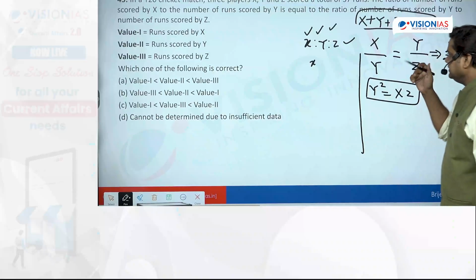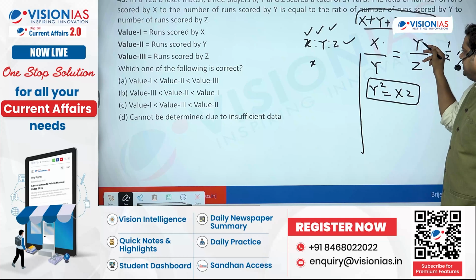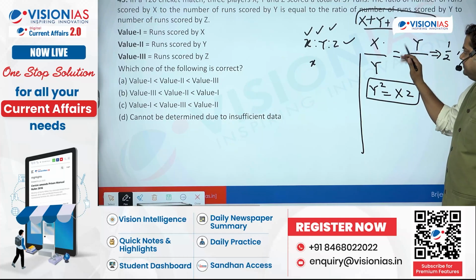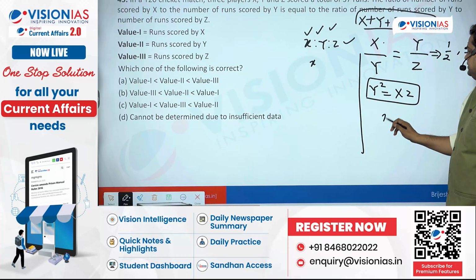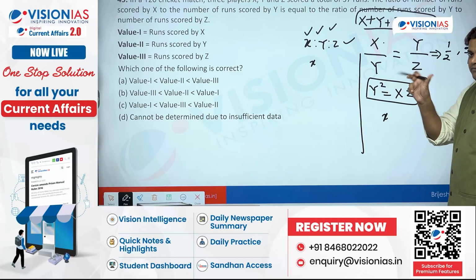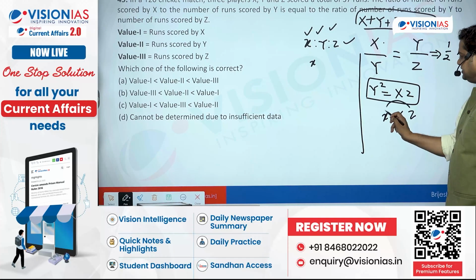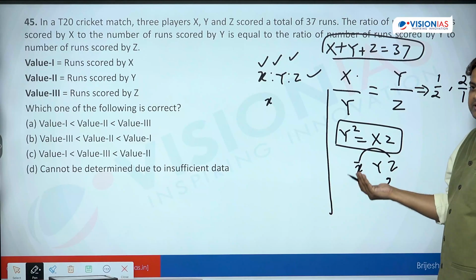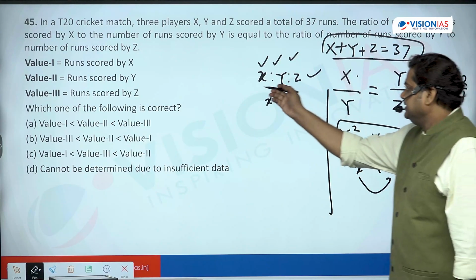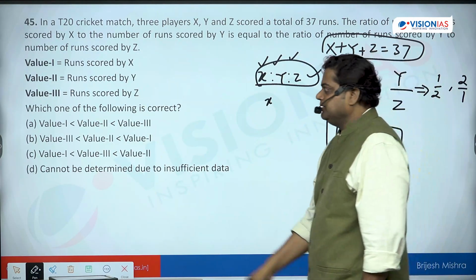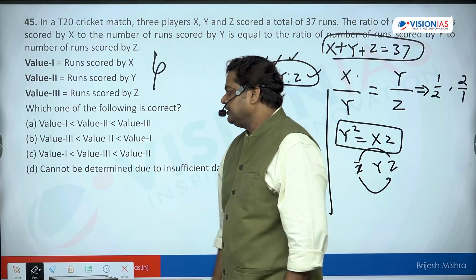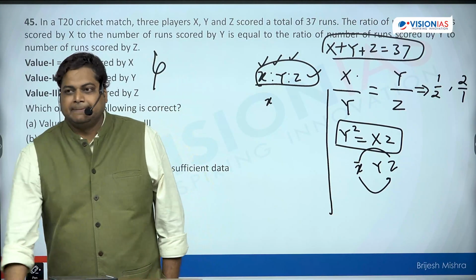But in this case, the ratio is given of X and Y and Z, both are the same. So we can say that Y is between X and Z. But which one is bigger, which one is smaller, we cannot say, because this ratio is not given. So these values we cannot equate.